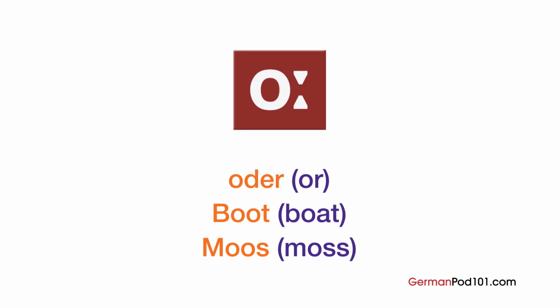The next vowel is O, as in oder, Boot, Moos. This is very similar to the previous sound, except your tongue is positioned a little bit higher. It's quite similar to the O sound in the word O, though be careful not to carry over the W sound too much. Listen to Elisa. O, O.